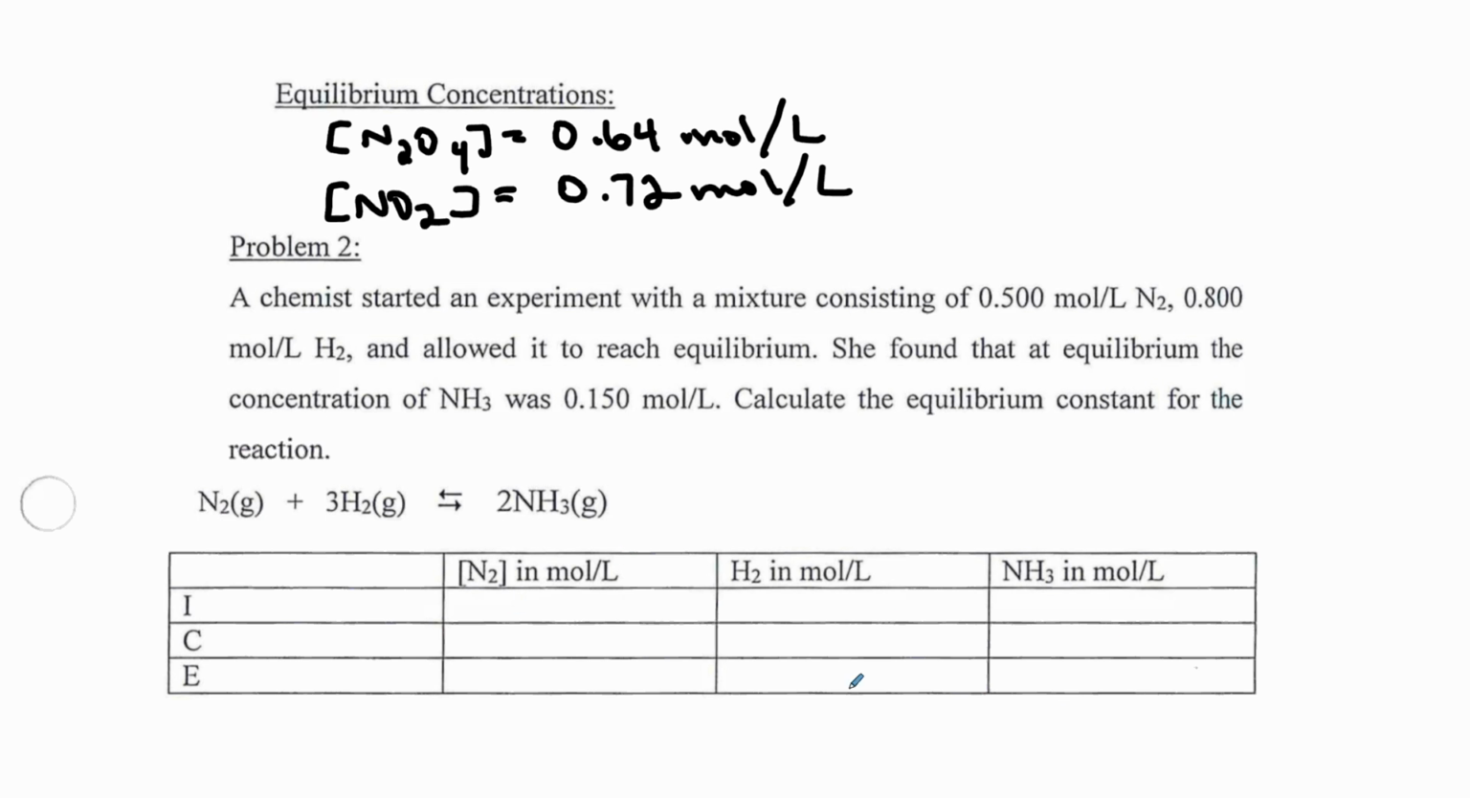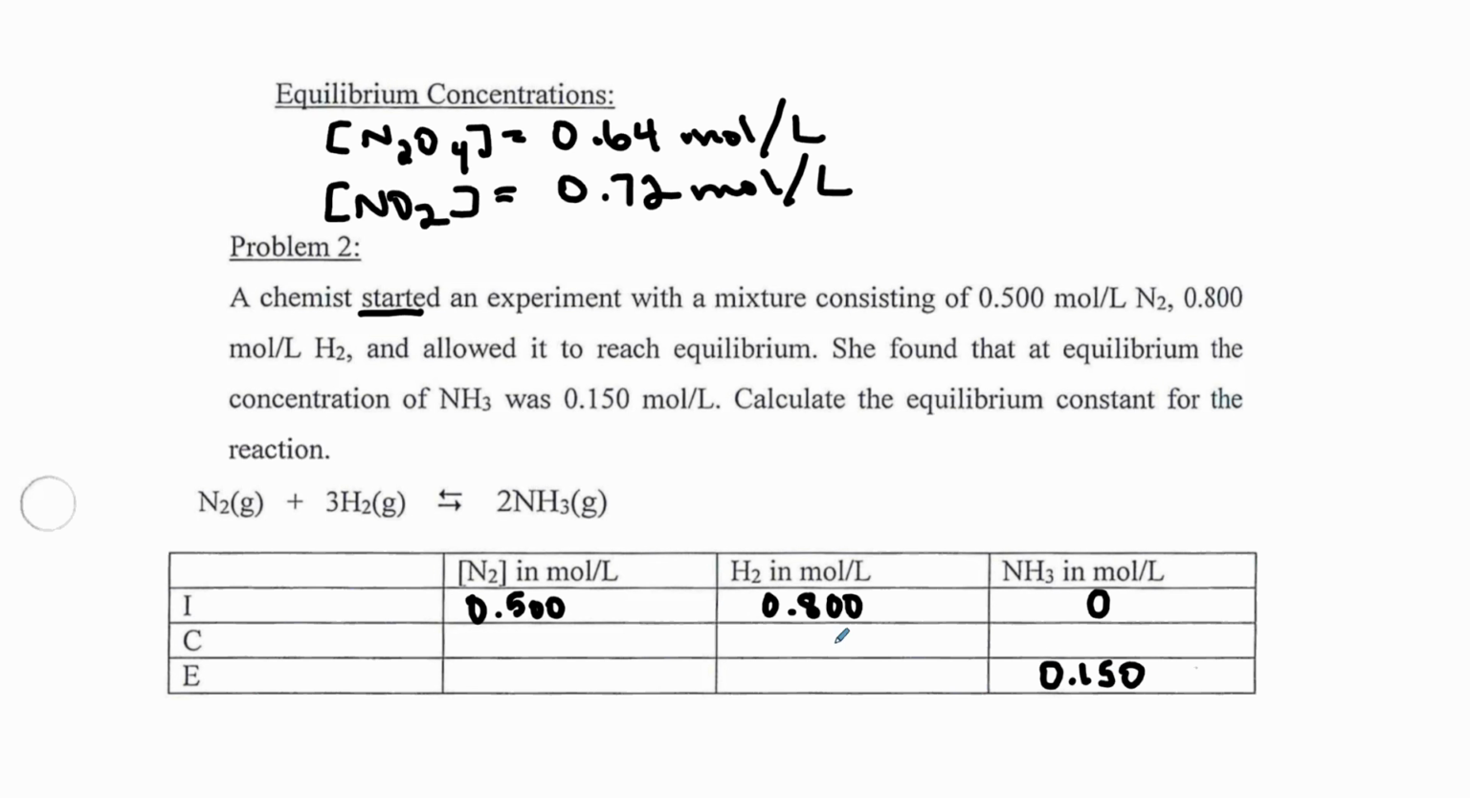Let's fill in as much as we know at this point. So a chemist started an experiment. So that's telling us at the beginning, our initial concentrations, we know that N2 is 0.500, H2 is 0.800, and because the NH3 is the product, we assume its concentration is 0. The other piece of information that we know is that at equilibrium, NH3 has a concentration of 0.150.